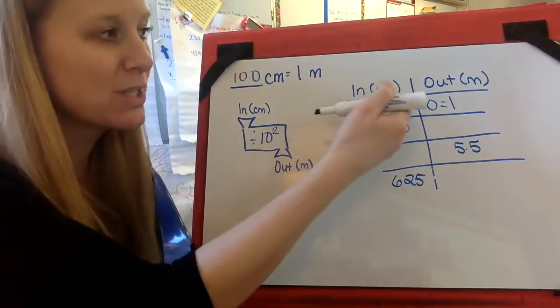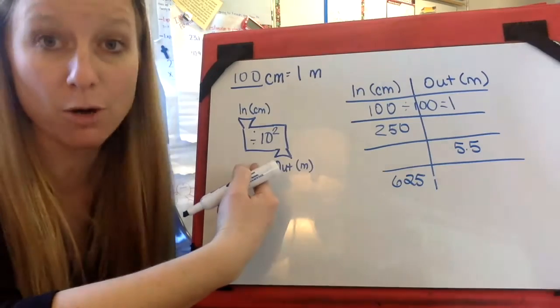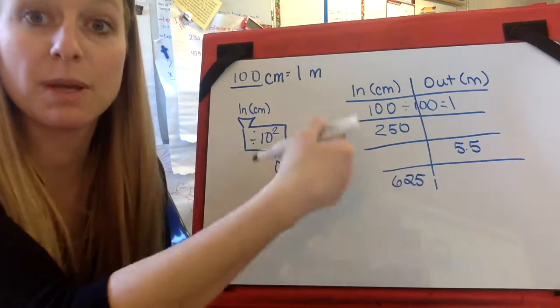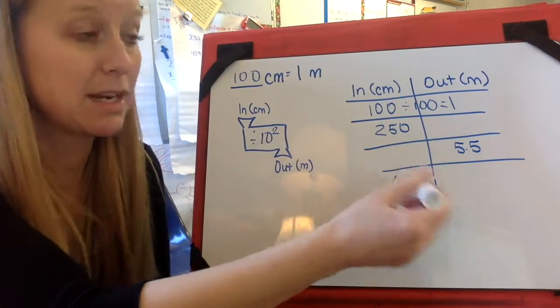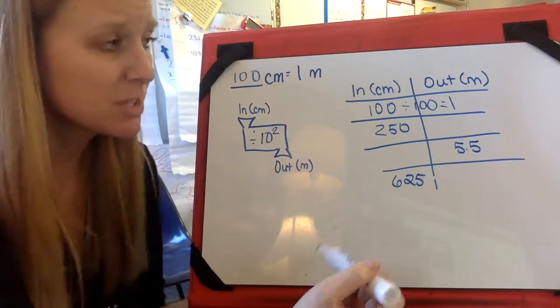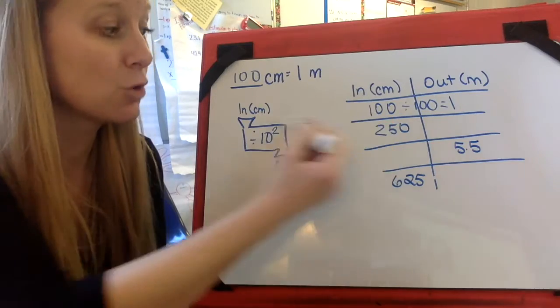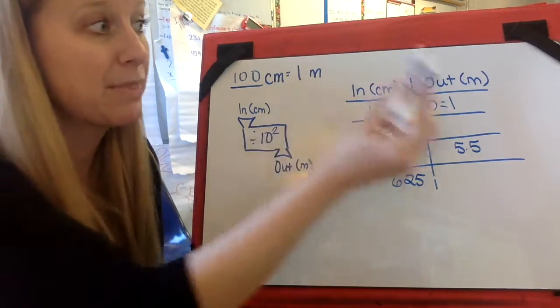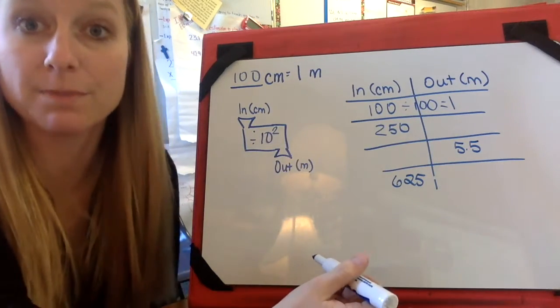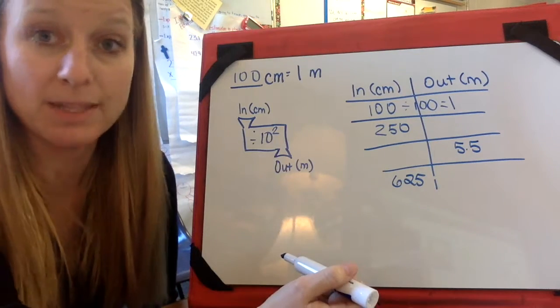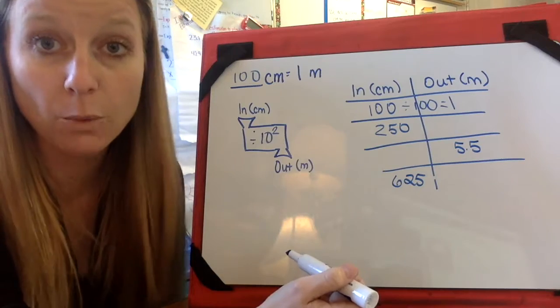Okay? So we're going to use this information from our function box, from our rule box, okay, and our table to be able to determine the missing numbers on our table. So the next row, it says 250 centimeters goes into our function box, and they want to know how many meters come out. Well, we have determined that the numbers that go in the box need to be divided by 10 to the second power, or 100.